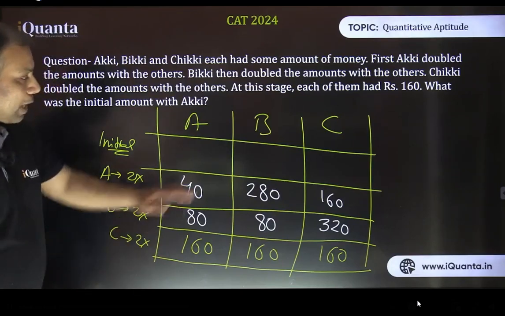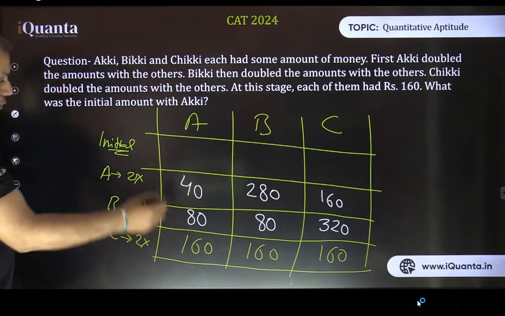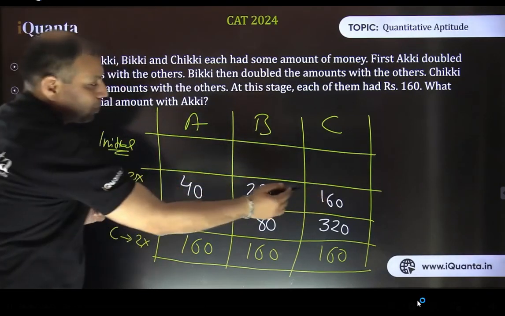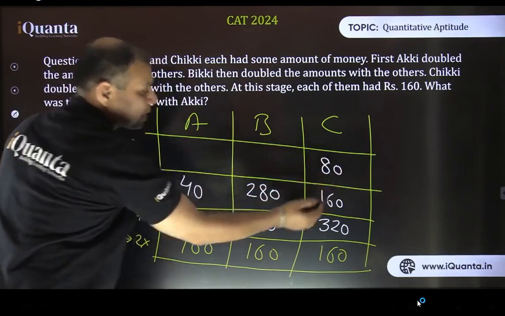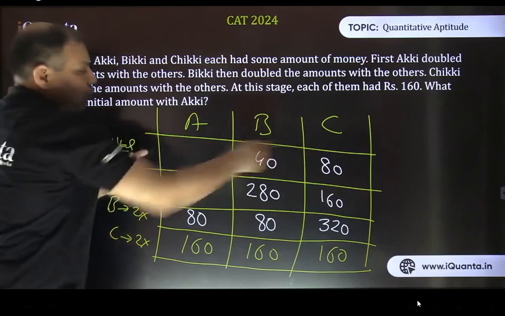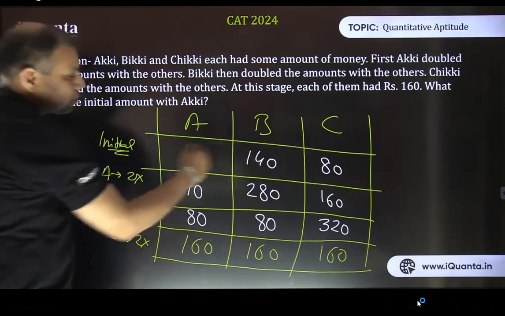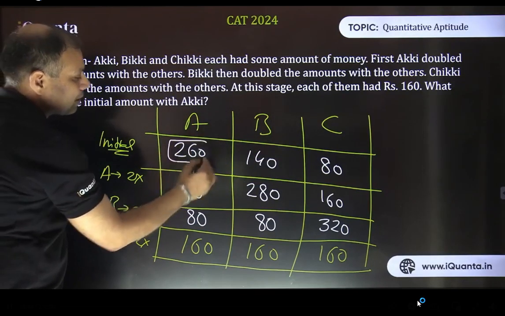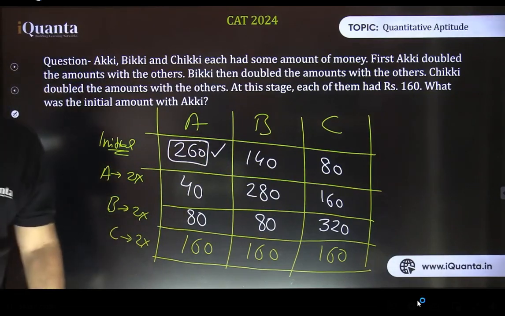Fine. So now coming to the final backtrack. This situation happened when A has doubled the amount of others. That means C must have initially 80 rupees, that is half of 160. B must have half of this, that is 140. And A, how much must he have? We just need to add, and the total sum should be 480. So 80 is already there, so this must be 260. So this is the right answer. Is it fine?